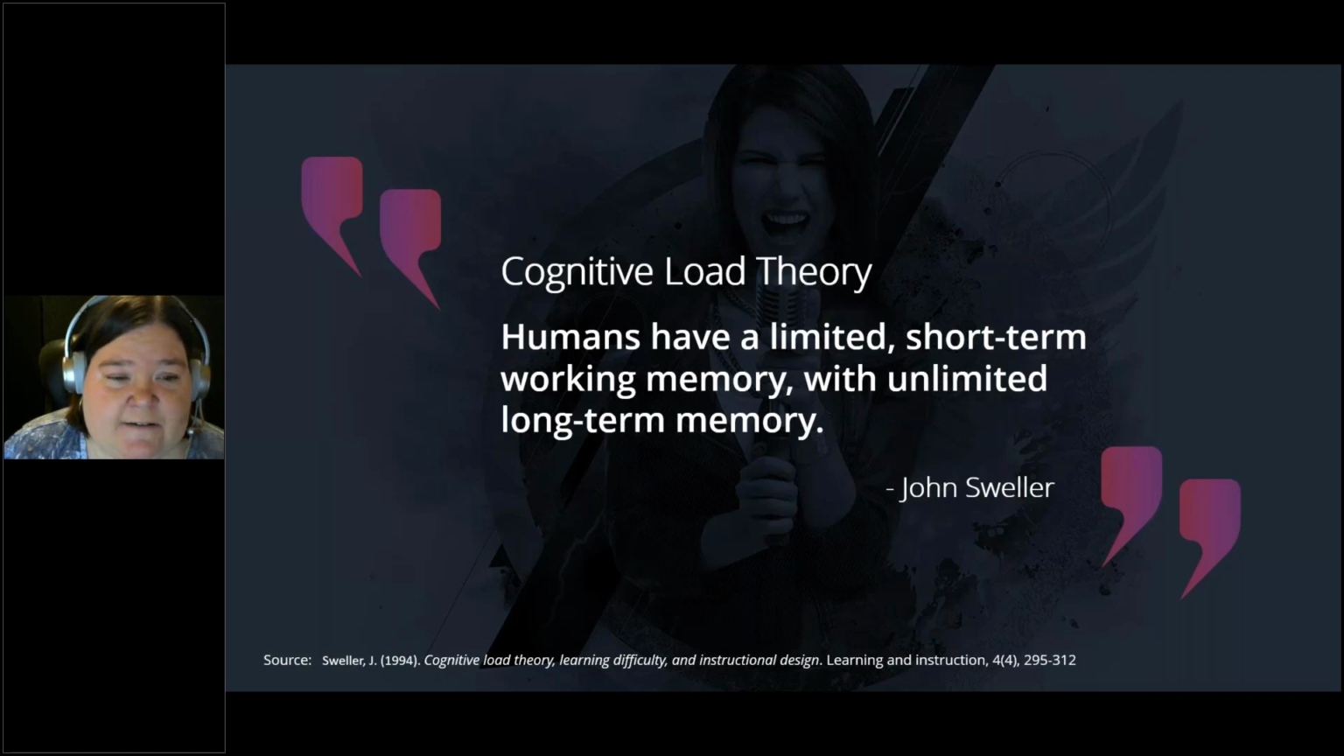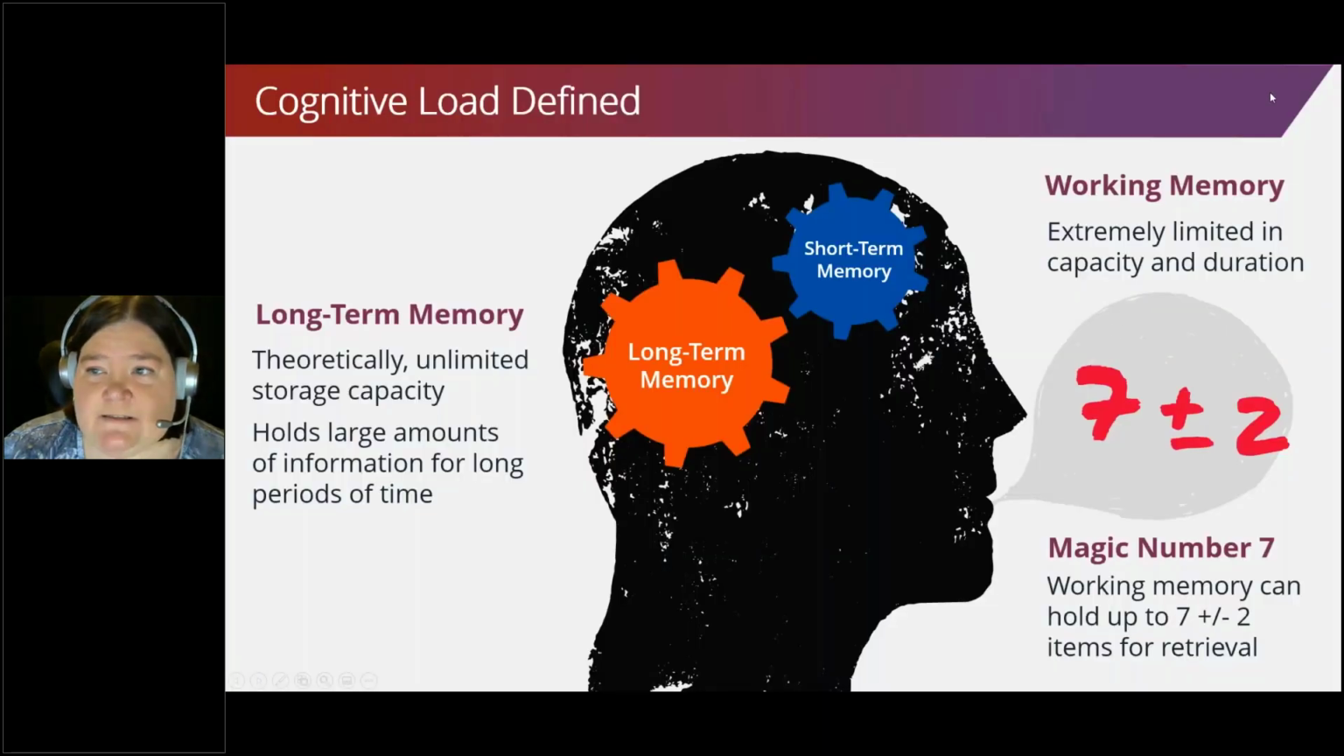With this theory, going back to the very basics, it started with John Sweller. He believed that humans have a limited short-term working memory with an unlimited long-term memory. For online learning in particular, this is good to keep in mind as far as using concepts like content chunking, and as far as organizing what information you will be presenting to the learners in the course.